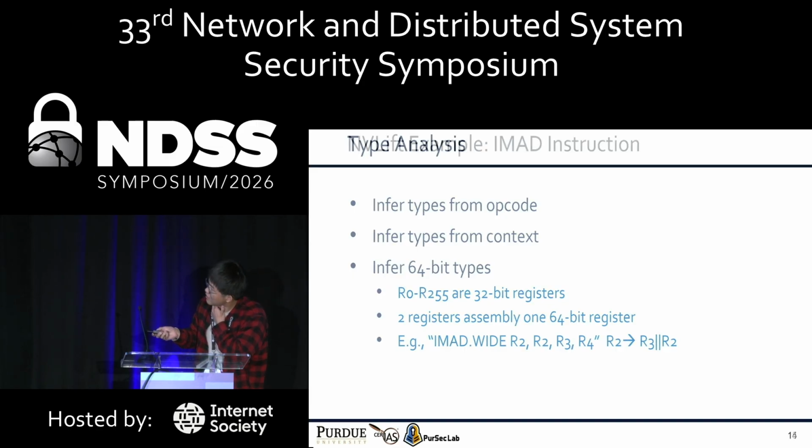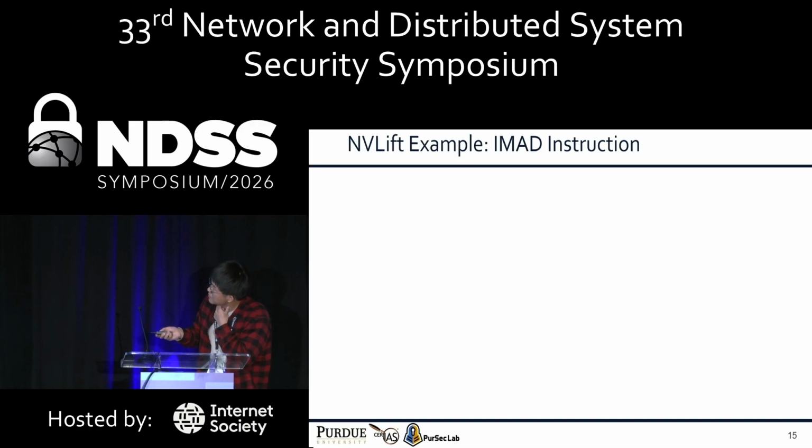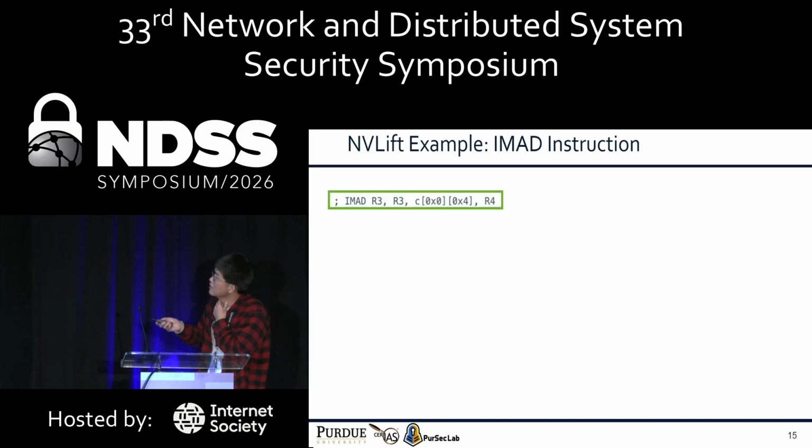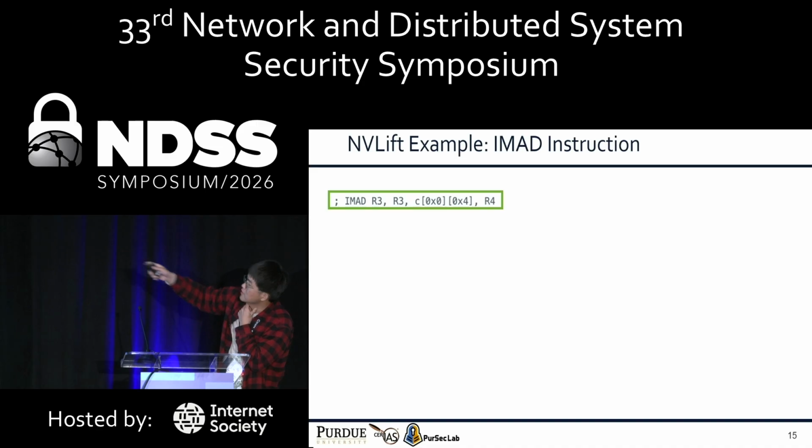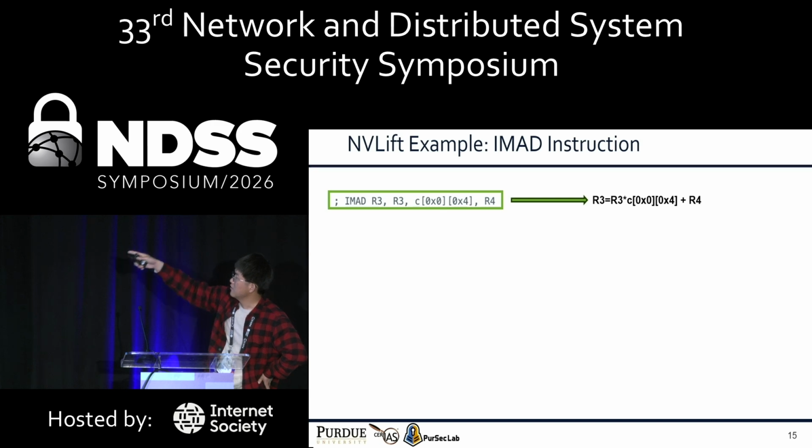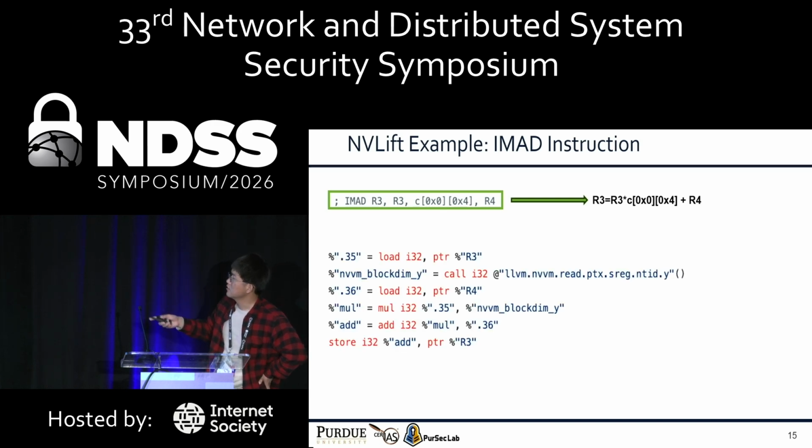Let's move on. Here's an example, also IMAD. The C here means constant memory, C[0x0][0x4]. And here's a function, multiply and add. So here is the lifted version.